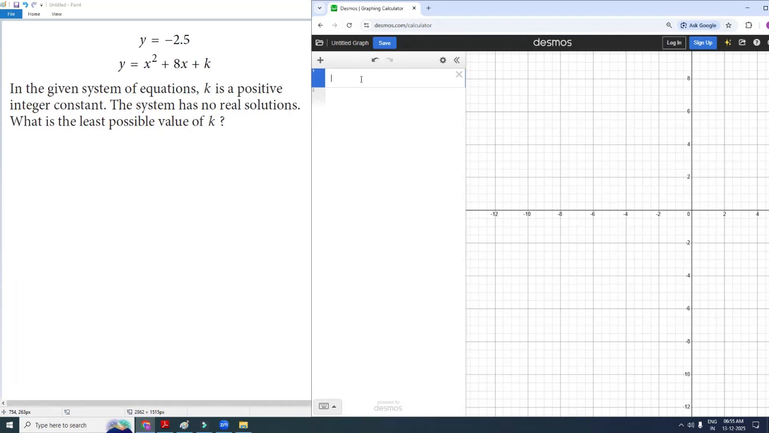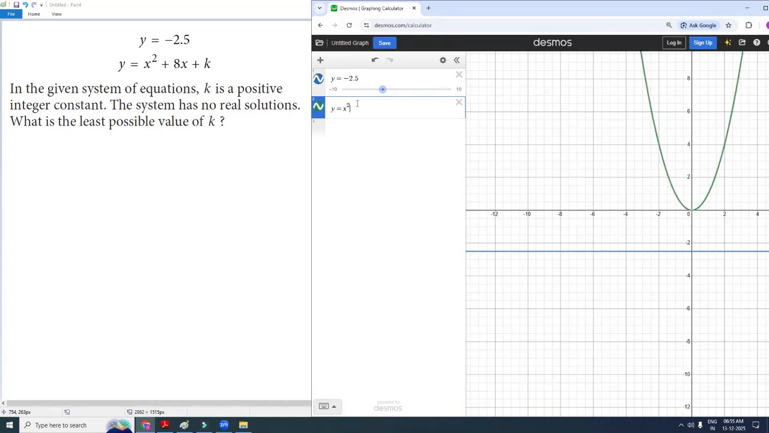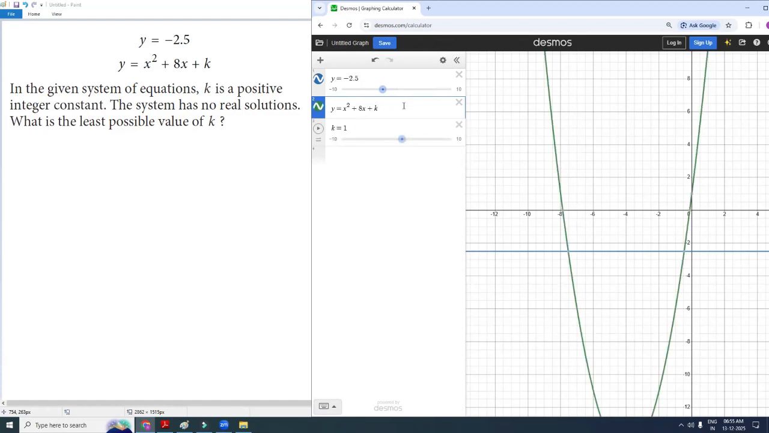Let me take the first equation in Desmos, that is y equals negative 2.5. Here, I am getting a horizontal line as the graph for the equation y equals negative 2.5 through the value negative 2.5 on the y-axis. Now, let me take the second equation, that is y equals x squared plus 8x plus k. Here, we can click on k to get a slider for k.